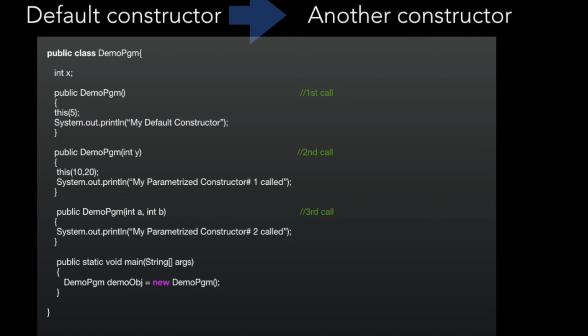So what will be the output of this code? First, my parameterized constructor number 2 called, second, my parameterized constructor number 1 called, and third, my default constructor. These three lines will be printed on your console. Next we will see how inheritance comes into the picture and how the super keyword is used for constructor chaining. And once I explain the super keyword functioning here, we will see in Eclipse how these constructors are called, and we will execute this in our Eclipse environment.